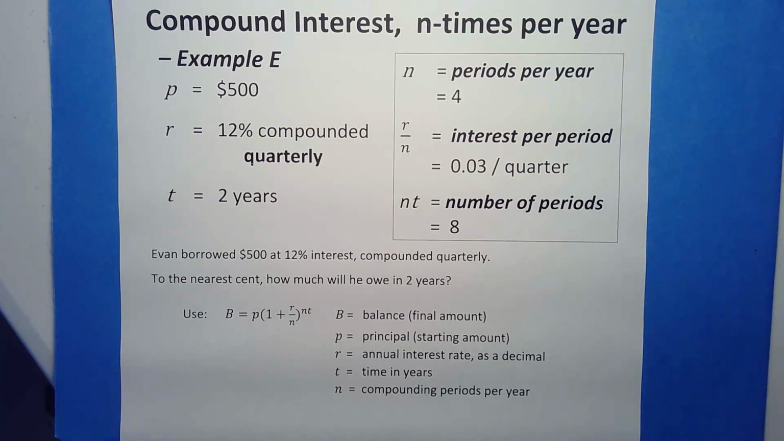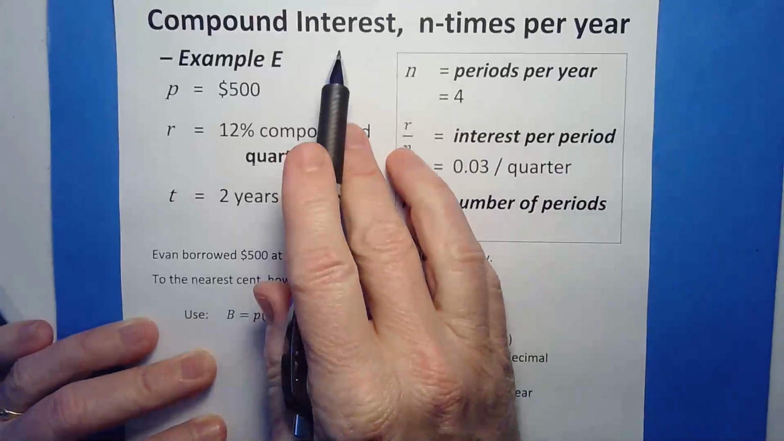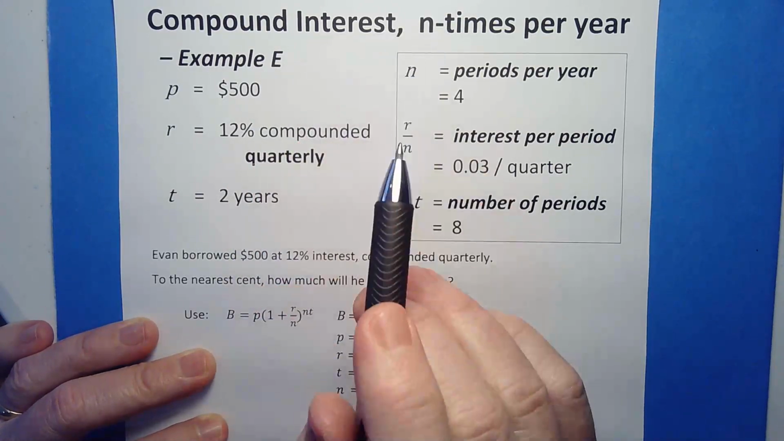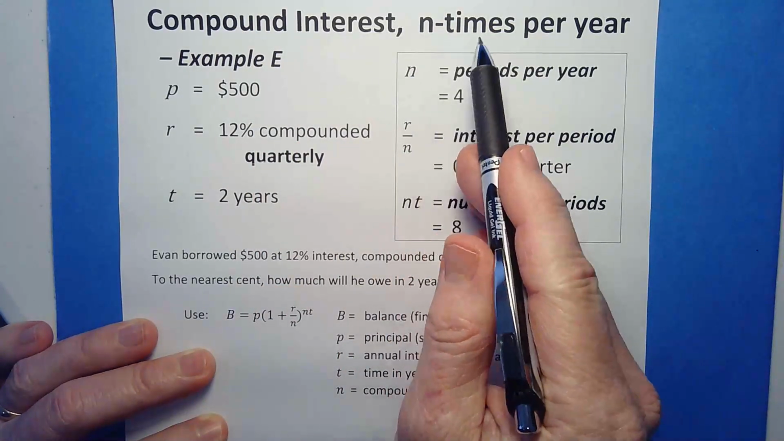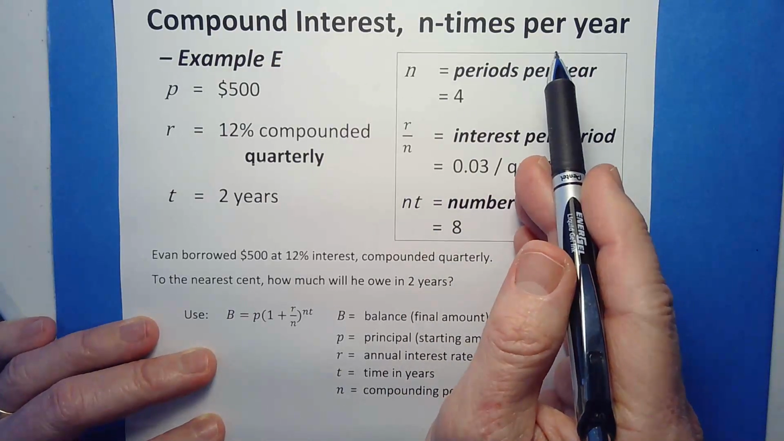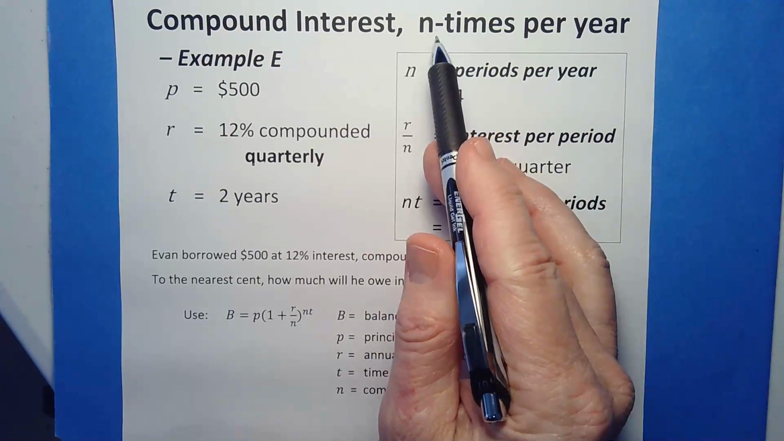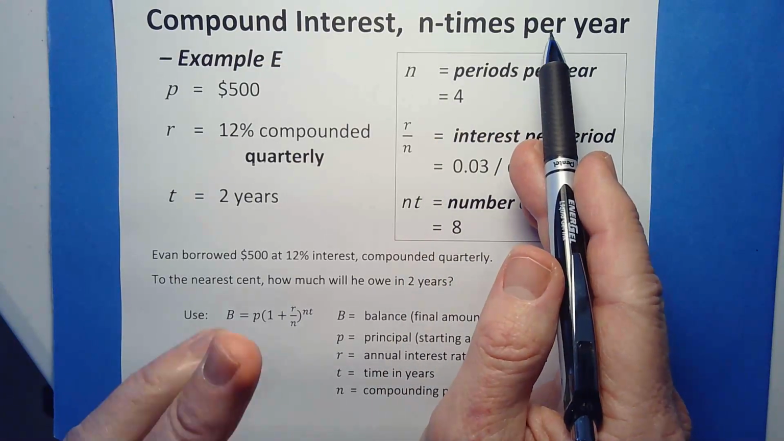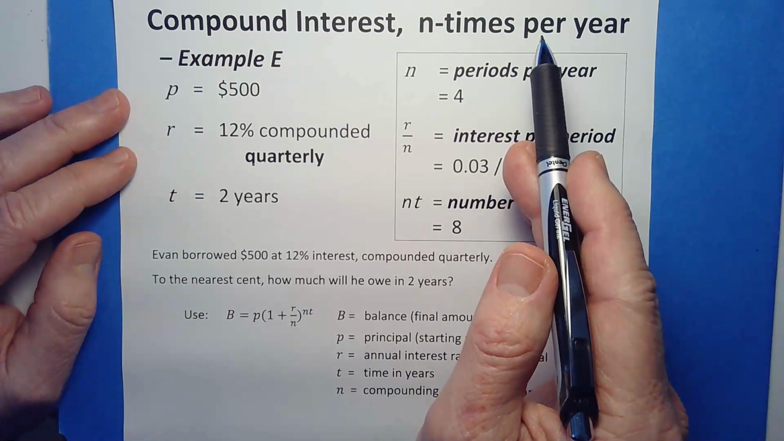Hey everyone, so for this video, what we're talking about is compound interest. So this is example E. It's like we've been doing, but the big difference is we're doing it n times per year. Before we were only doing it once per year, now we're going to do it multiple times per year. We're going to change how many times per year. We're going to do 3 different versions over the next couple of videos.